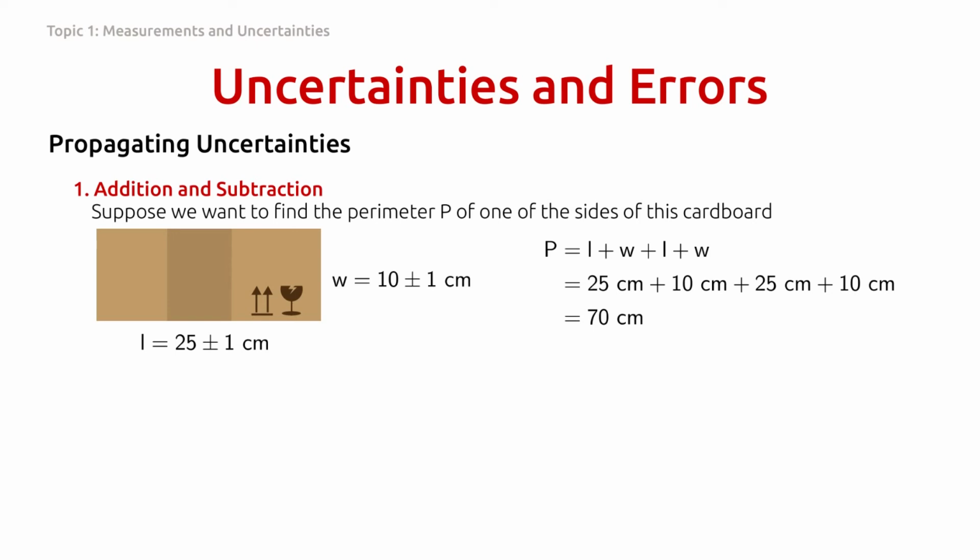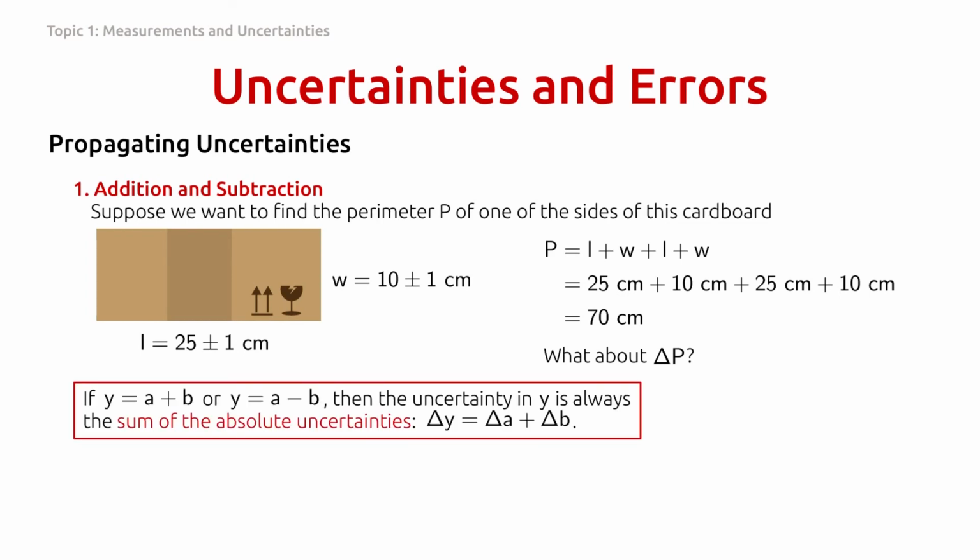Suppose we want to find the perimeter P of one of the sides of this cardboard. The length is 25 plus minus 1 centimeter, and the width is 10 plus minus 1 centimeter. Given this value of uncertainty, you should understand by now that the 0 in the number 10 here is also significant. Well, the perimeter is just length plus width plus length plus width, which is equal to 70 centimeters. The question now, what about delta P, the uncertainty in the perimeter?